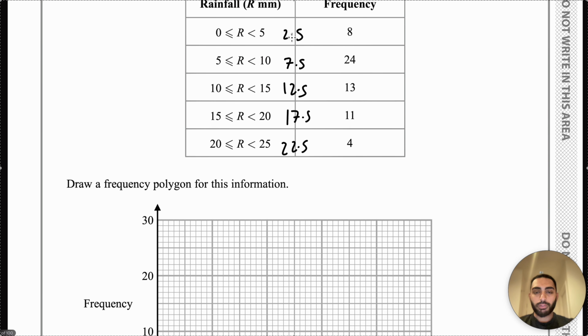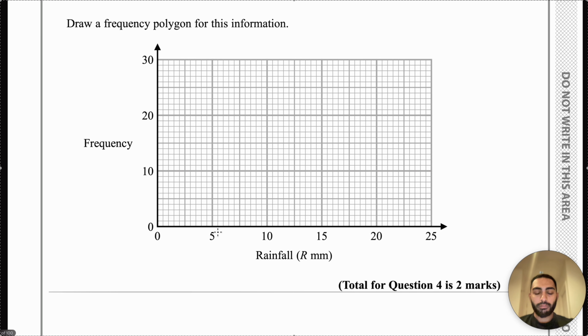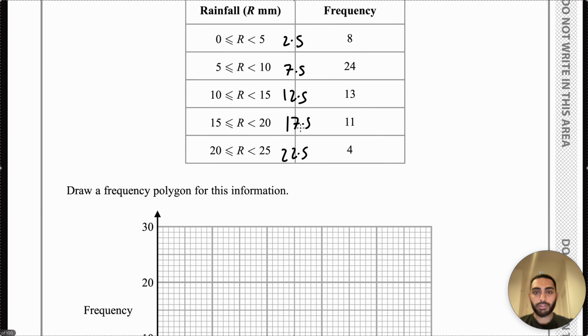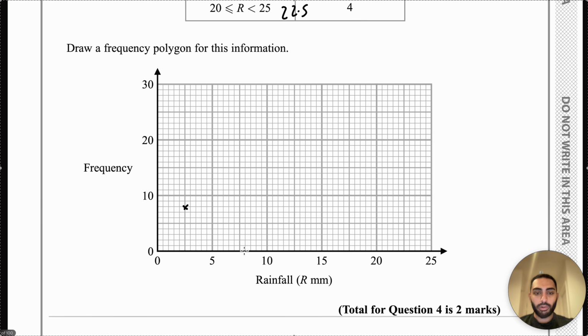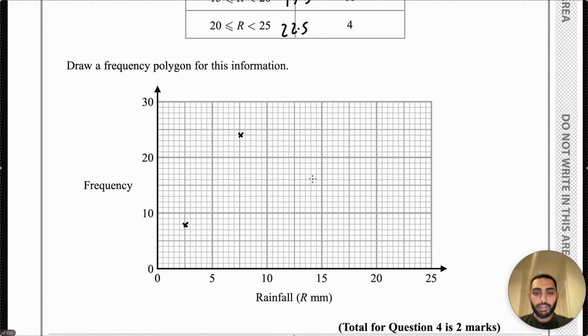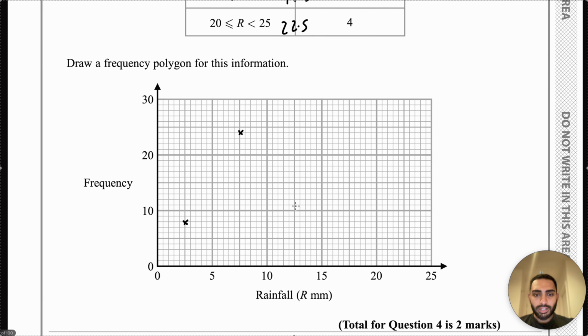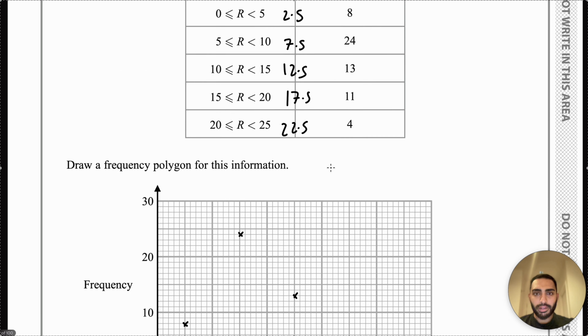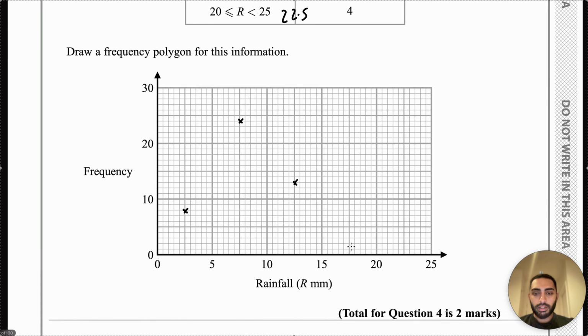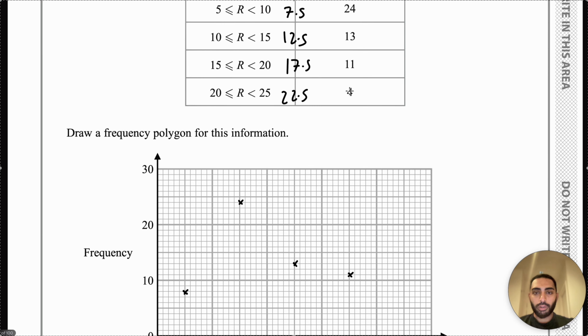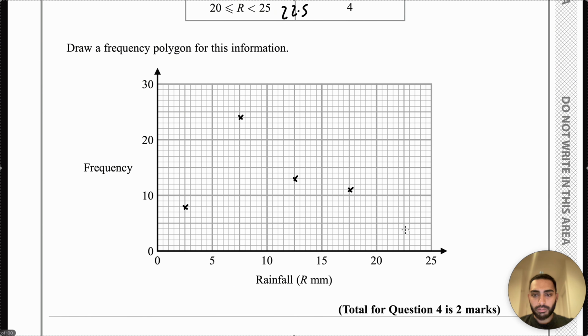Let's plot all of these. We've got 2.5 and 8. I've got 0 and 5, and halfway between them would be 2.5, so it would be here. And 8 would be here, because you can see it's going up in ones. So that's the first one done. 7.5 and 24 is here. 12.5 and 13, so I would go up to 10, 11, 12, and 13's there. 17.5 and 11 is there. And 22.5 and 4.